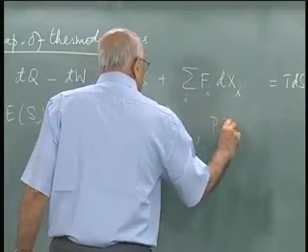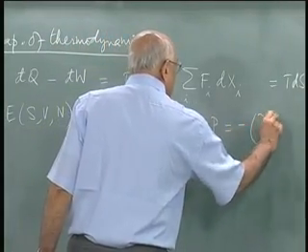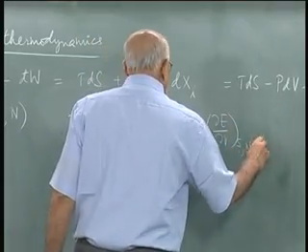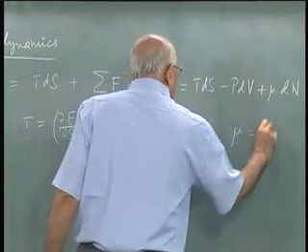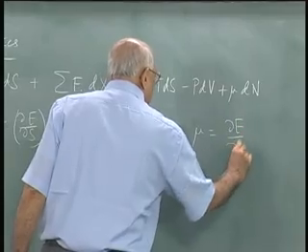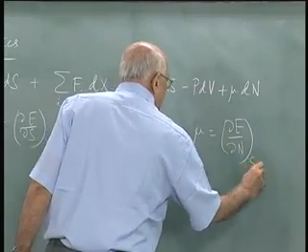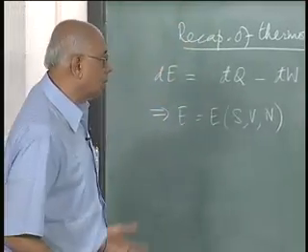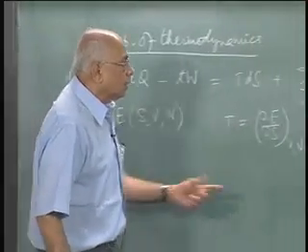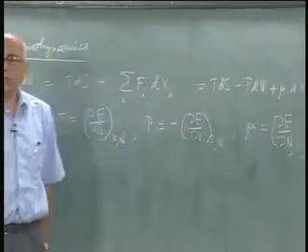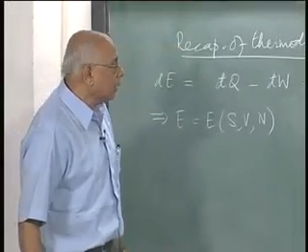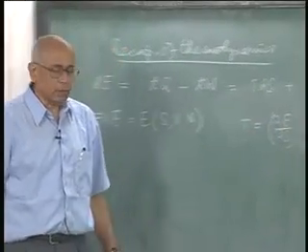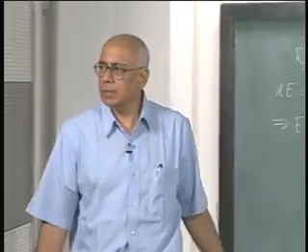The pressure P, this coefficient is minus delta E over delta V, keeping S and N constant, and similarly mu is delta E over delta N, keeping S and V constant. So these are standard thermodynamic relations. It tells us that these coefficients here, the integrating factors really are these partial derivatives of E with respect to S, V and N. So this much is obvious from elementary calculus.